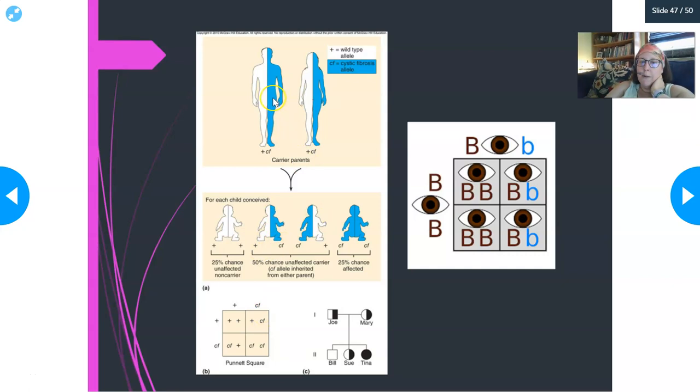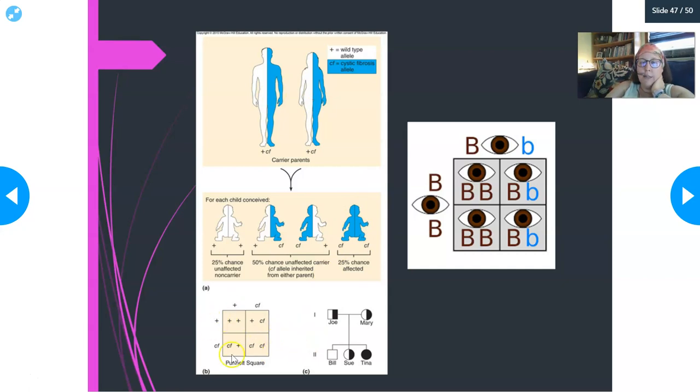Or they could get the cystic fibrosis from dad and healthy from mom, right here. So CF from dad, healthy from mom, that baby would be a carrier for cystic fibrosis. Or they could get cystic fibrosis gene from mom and cystic fibrosis gene from dad, and be a cystic fibrosis baby, and that would be this one.